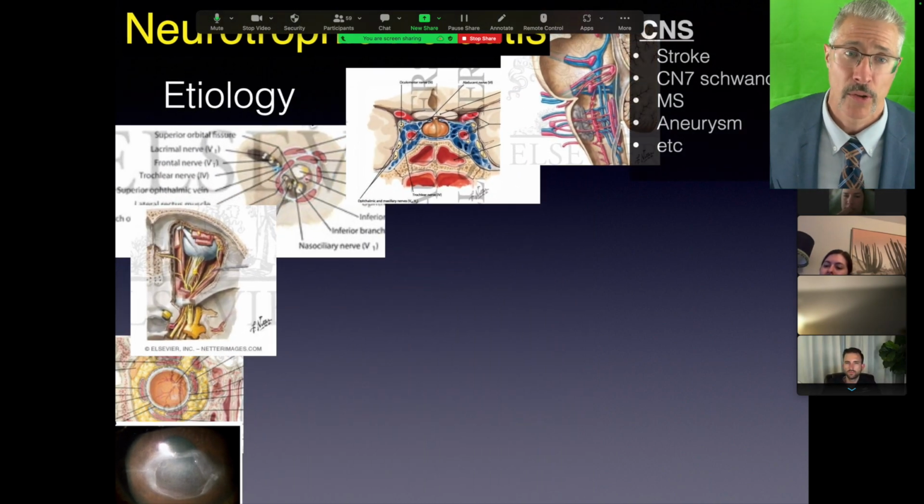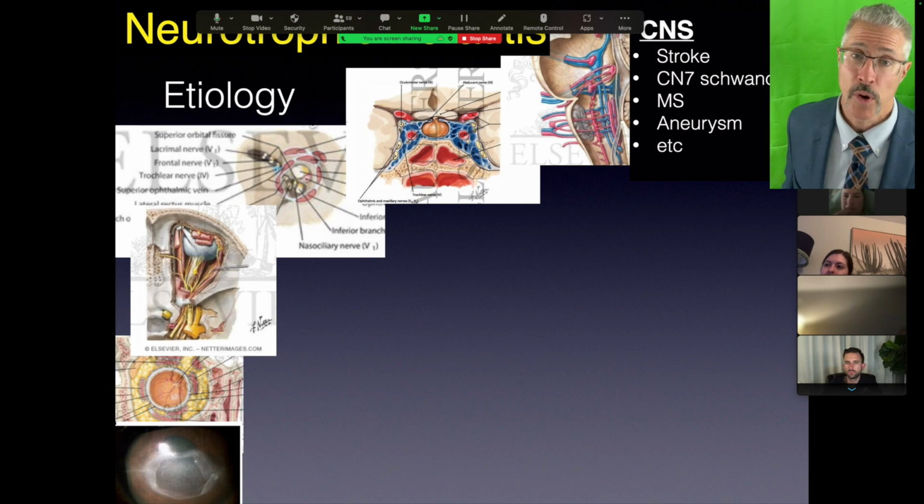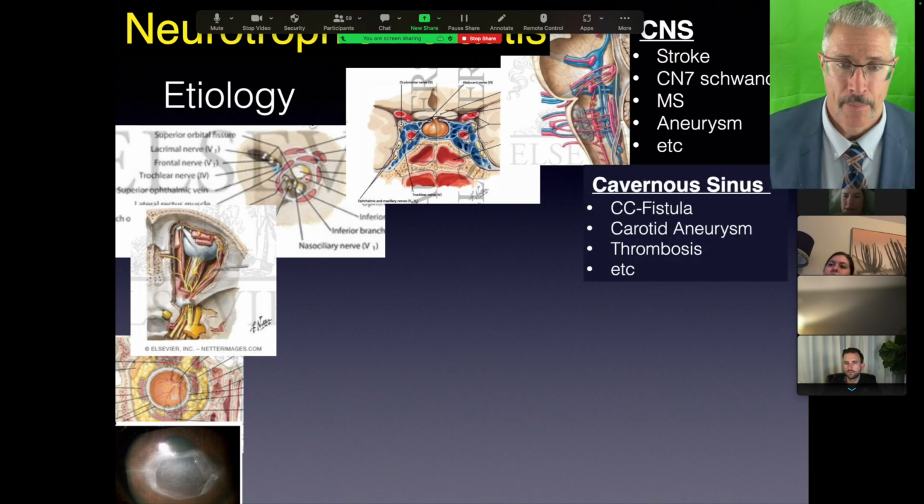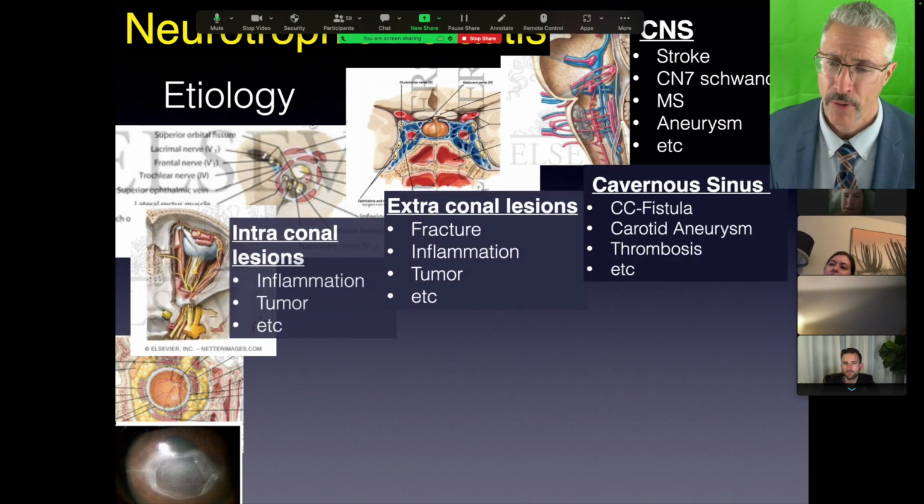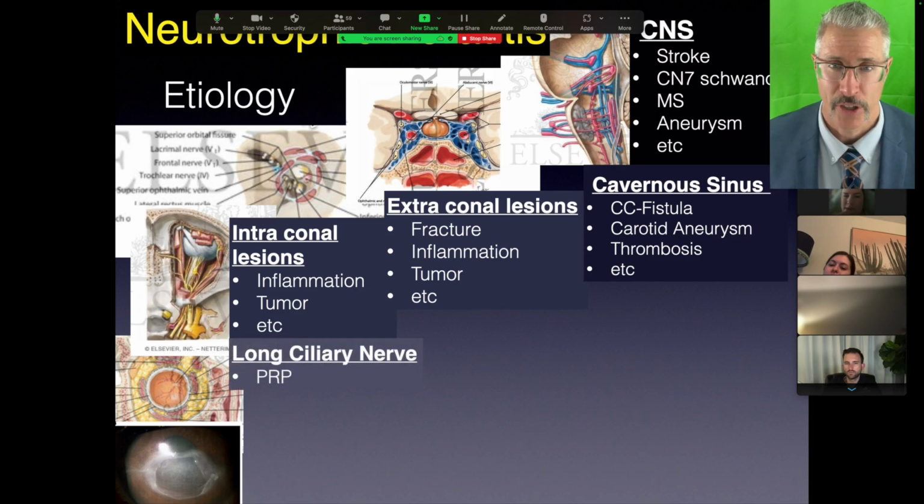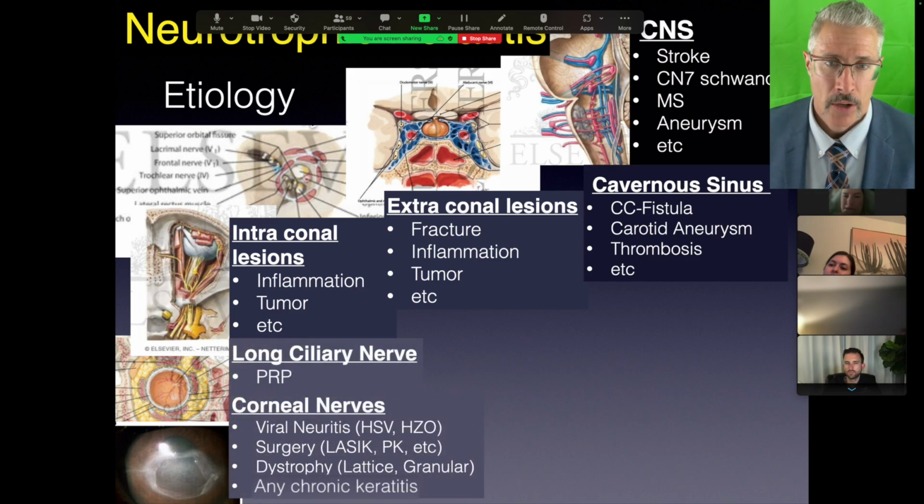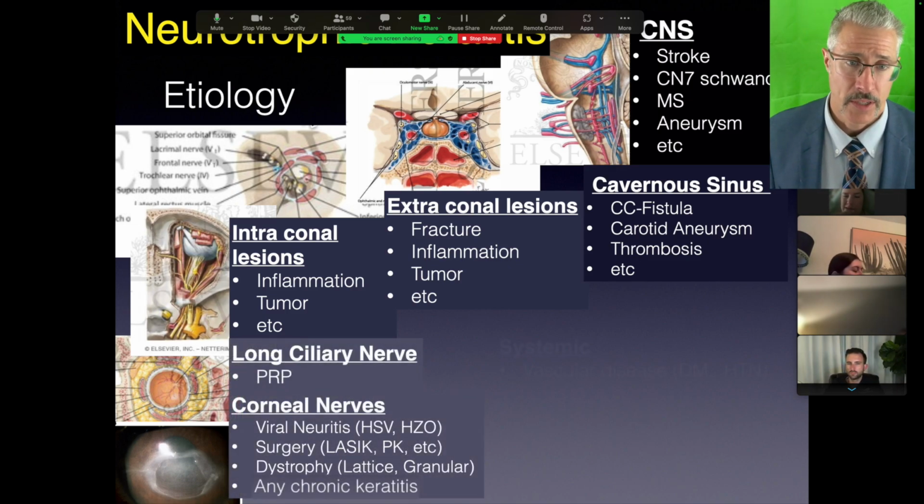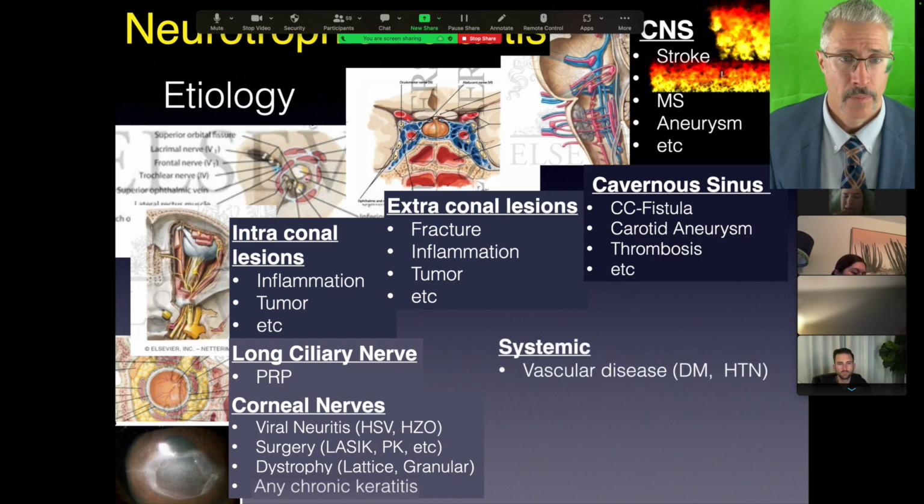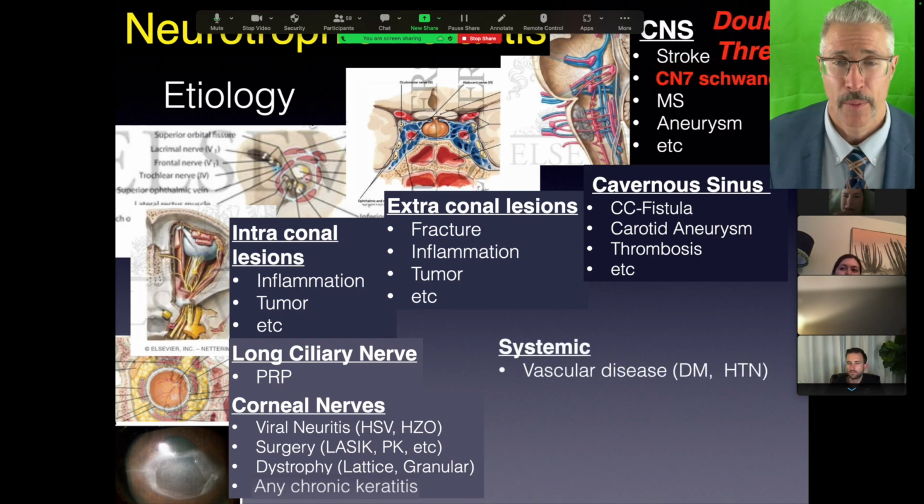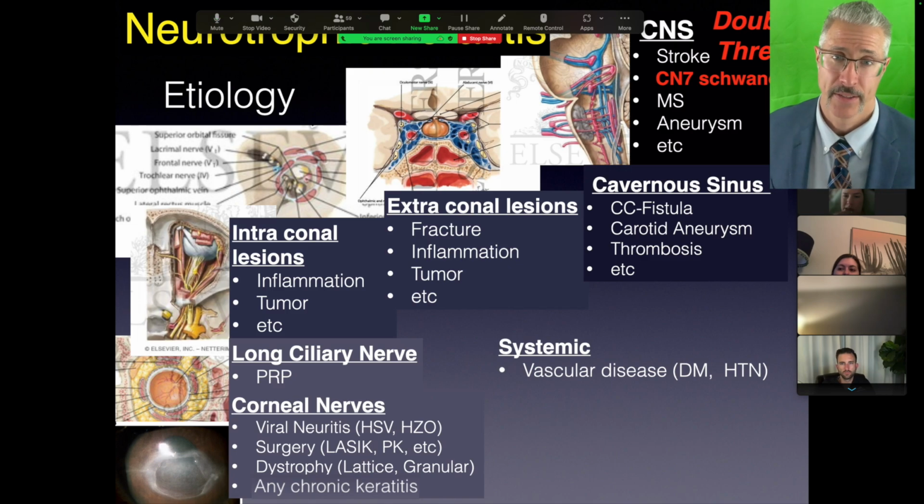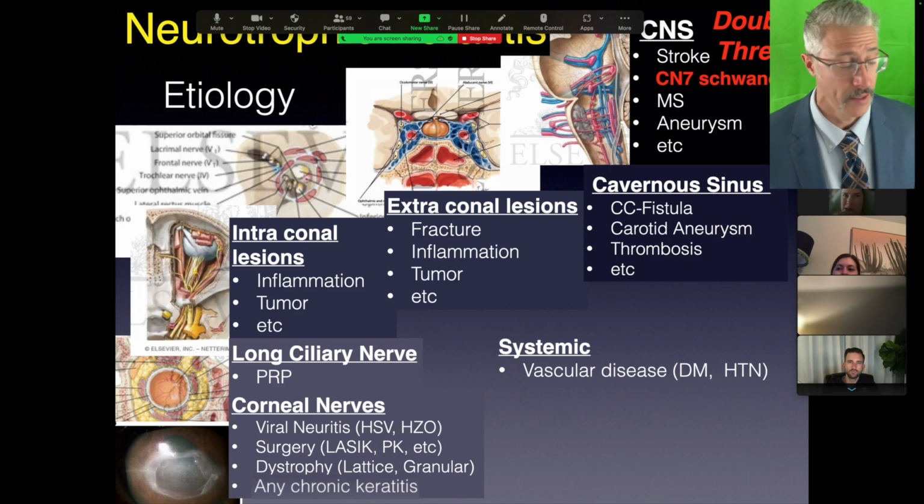And you guys can read all this list, but we're just going to illustrate a few important concepts. So all very common things that can get your cranial nerve 5. So let's talk about the central nervous system. A schwannoma is very important because it's a double threat. Why is it a double threat, Ian? Often a double threat.